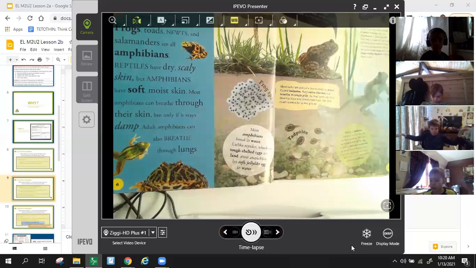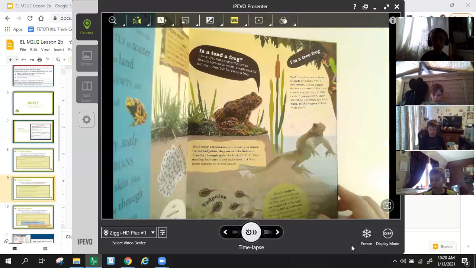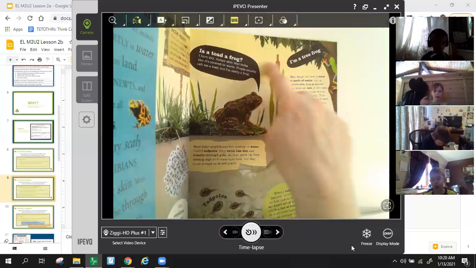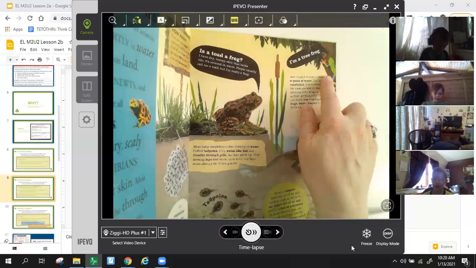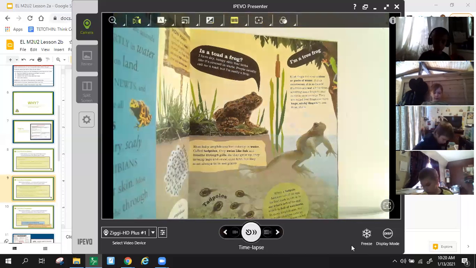So let's go over here to this next section where it says, I'm a tree frog. So we're sort of making a counterclockwise circle here. I am a tree frog. Everybody find that section there. This is very interesting. We have a lot of information here that is going to help us as well.